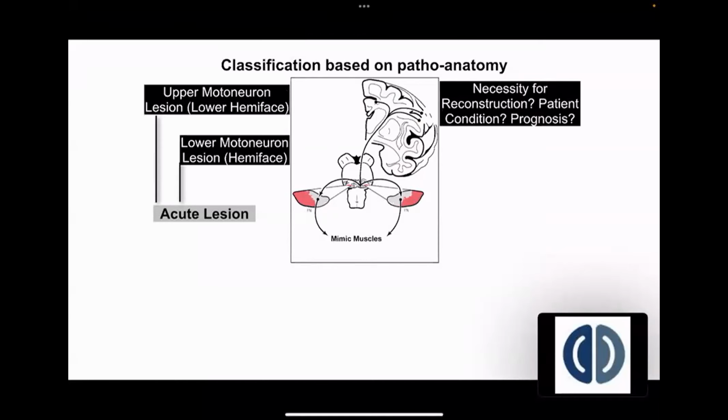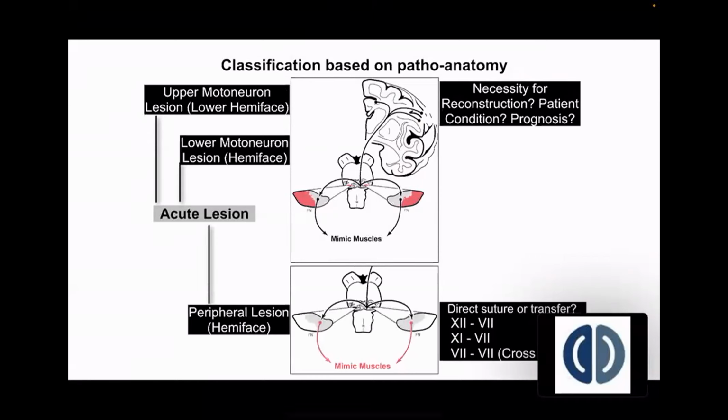And the question about these acute lesions is the necessity for reconstruction at that particular point. So if a person is having a stroke, we are not even going to think about reanimating the face. So the general condition of the patient is important. And until the time the facial palsy becomes an issue, it's going to be quite late.